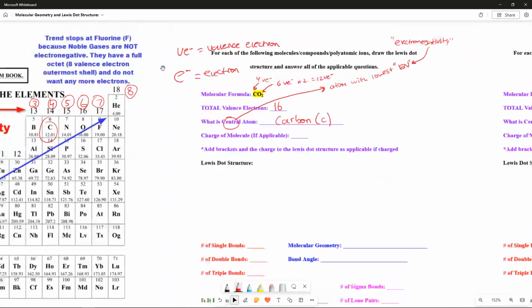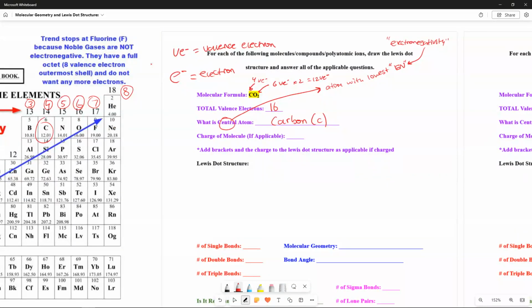Okay, let's take a look at the charge of the molecule. It says, if applicable. In order to determine the charge, we look at this. If there's no number on top, it has no charge. There is no charge on this element.